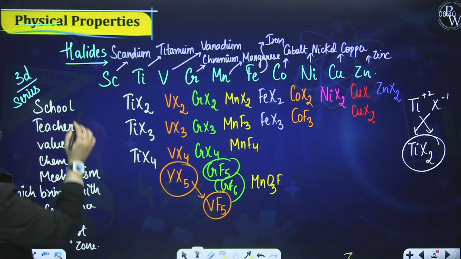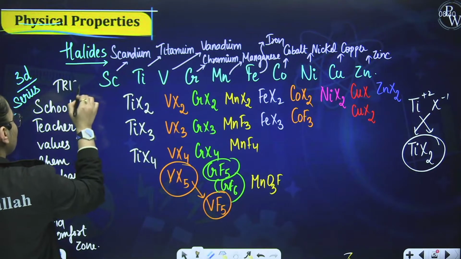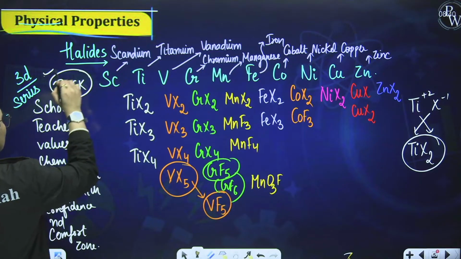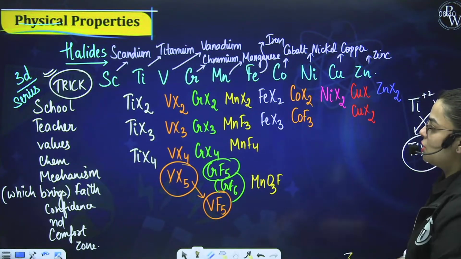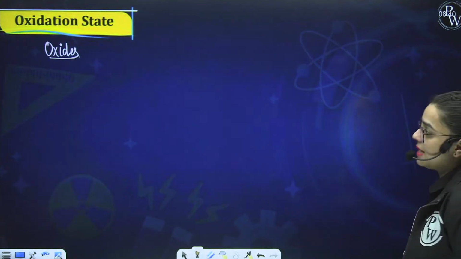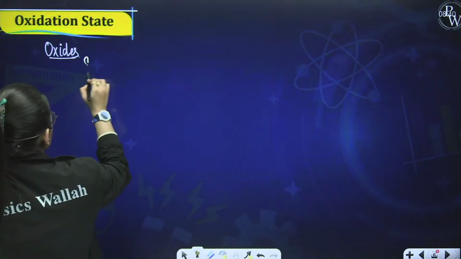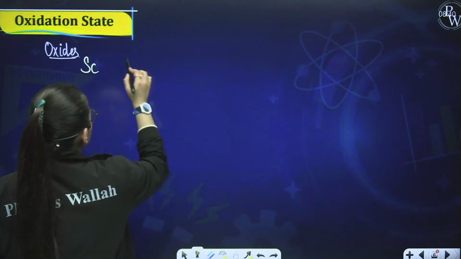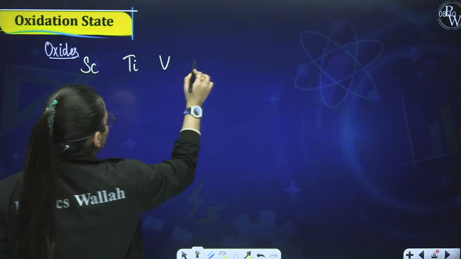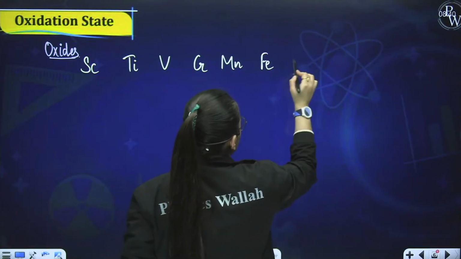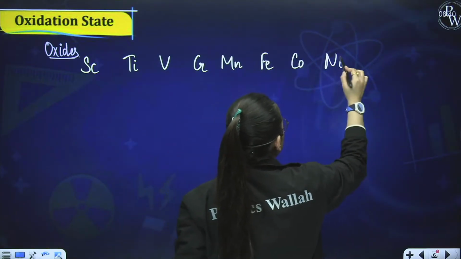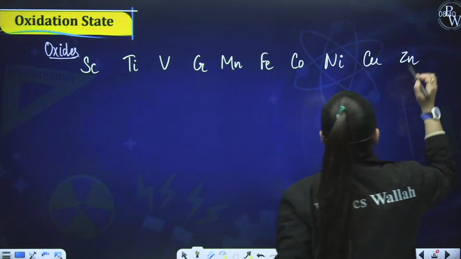So if you have not written the trick yet, here is the trick to remember them. Is it clear? Okay, shall we proceed towards the oxide section? Now when I move to the oxide section, again I'm going to write all the elements. So it is school, I'll give some space in between: school, teacher, values, chemistry, mechanism, which brings faith, confidence, and comfort zone.